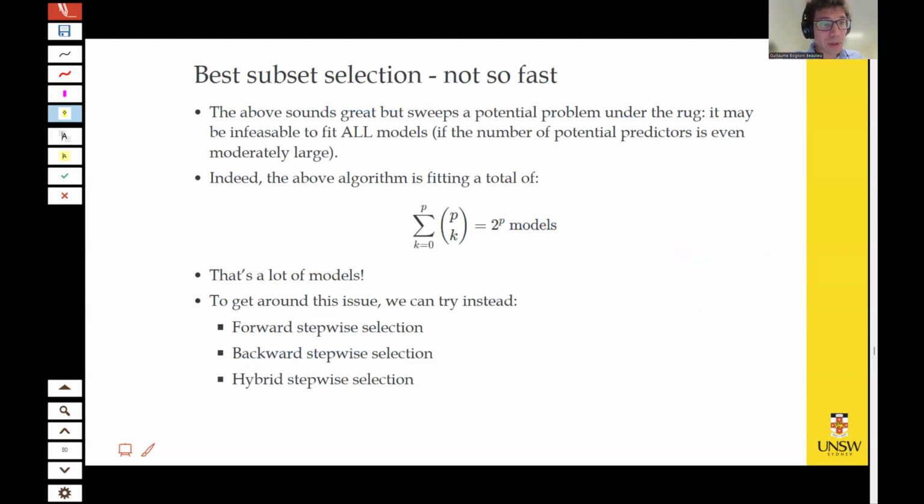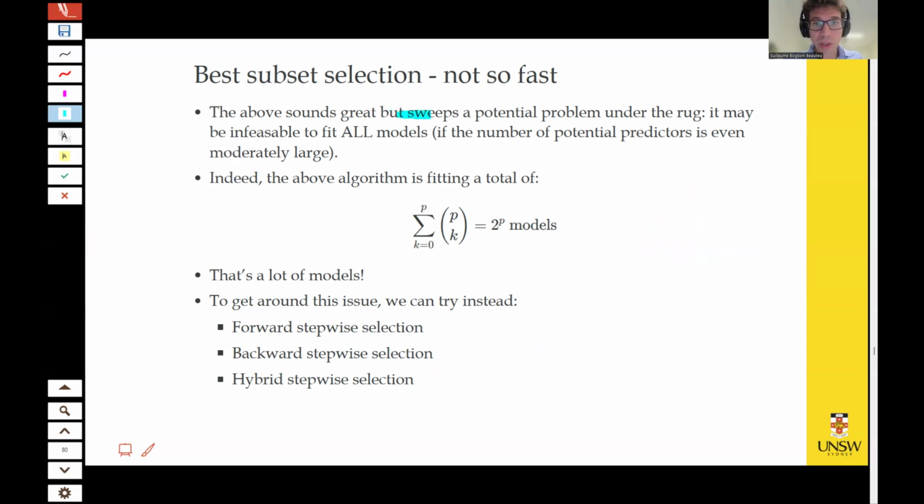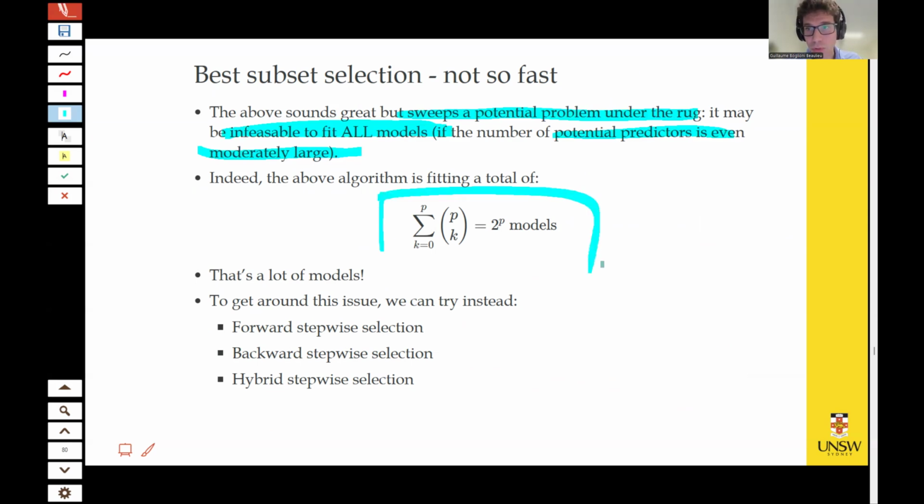Okay, so all of this sounds great. But we've swept the potential problem under the rug. I think you've guessed it before. It might be infeasible to fit all models, because there's potentially a very large number of models. Even if the number of predictors is not small, but moderate or moderately large, it's a lot of models, because in total, that's the number of models you fit.